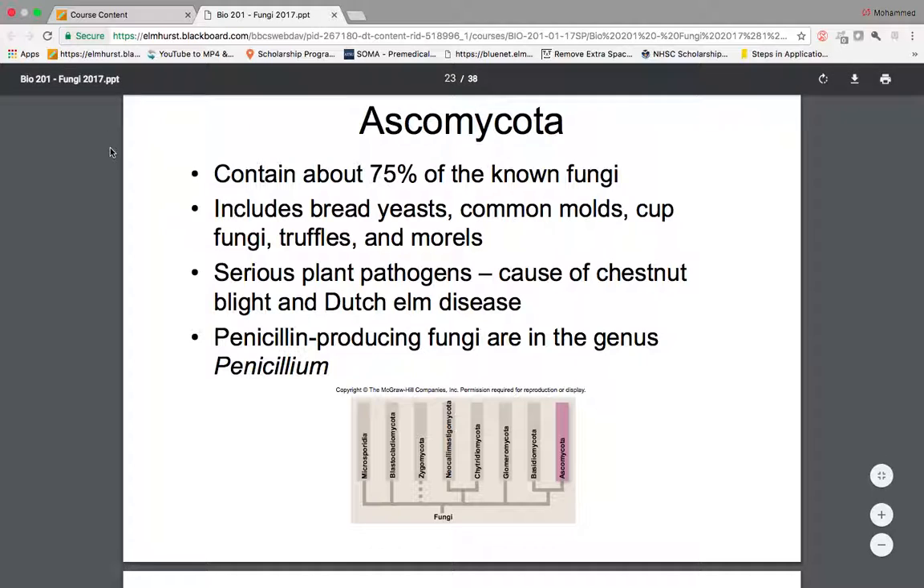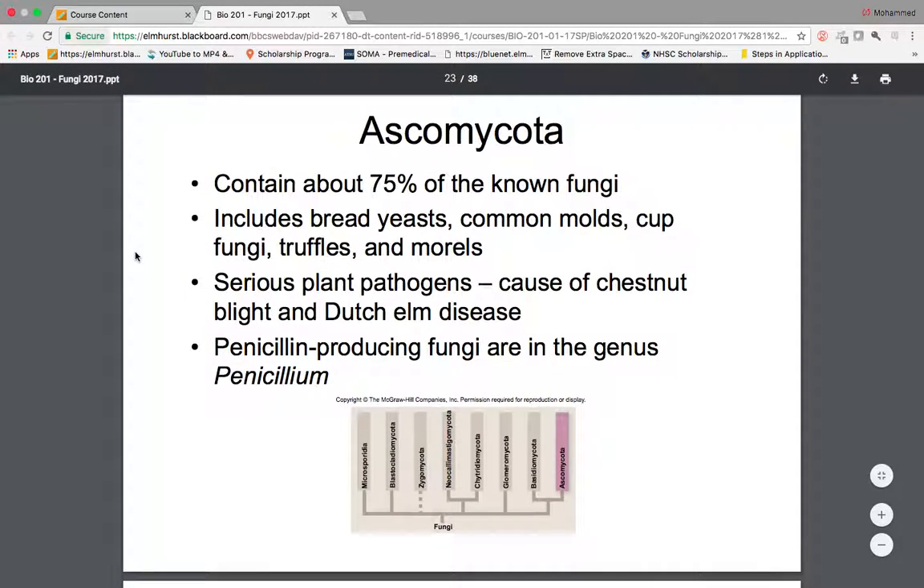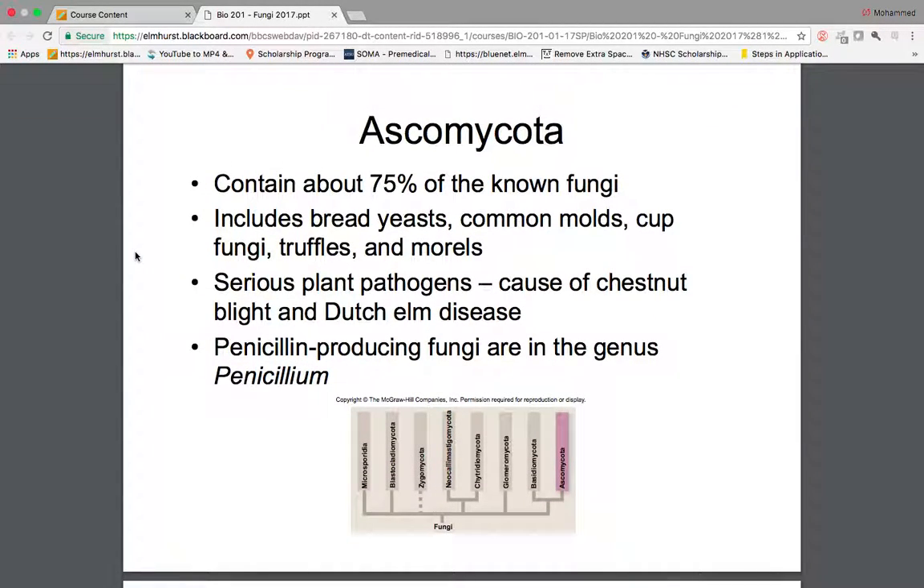Morel season is just about upon us. Everybody hunting for morels yet? What's that? Should be in the next few weeks. As soon as we get a few warm snaps, it's time to look for morels. Yeah. All right.